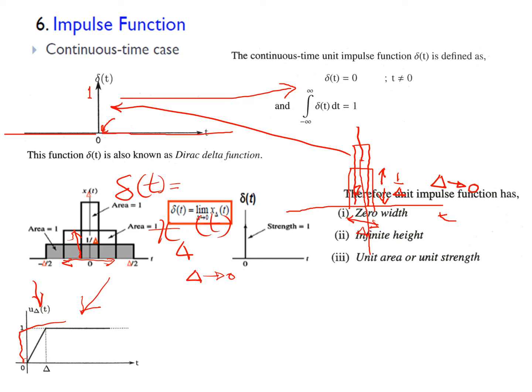Now if you differentiate this signal, what happens? For all values greater than delta, the unit step signal is constant, so the differentiation is 0. For all values of t less than 0, the signal itself is 0, therefore its differentiation is 0. Only in the interval 0 to delta, the differentiation is equal to a constant. That's what happens if I differentiate the u delta t function, which results in a special signal called delta suffix delta t.